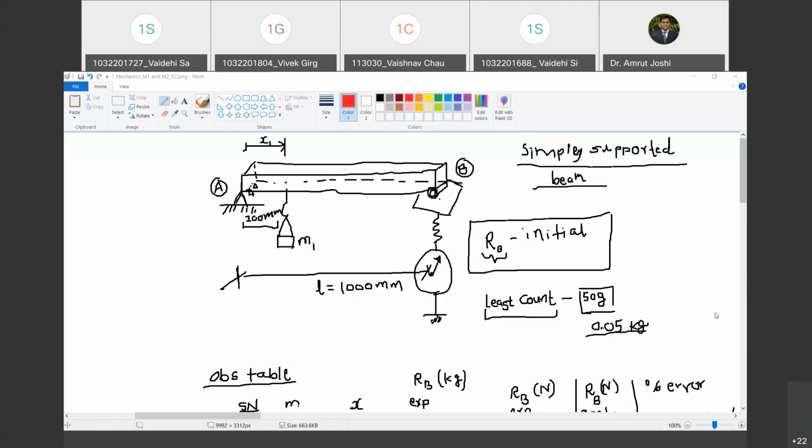Are you with me? Yes, sir. Don't bring in masses and forces, anything like that, into it. Free the body from all external agencies and show what the external agencies must have been doing is free body diagram. Are you with me? Yes, sir. No, I am having some noise at your end.